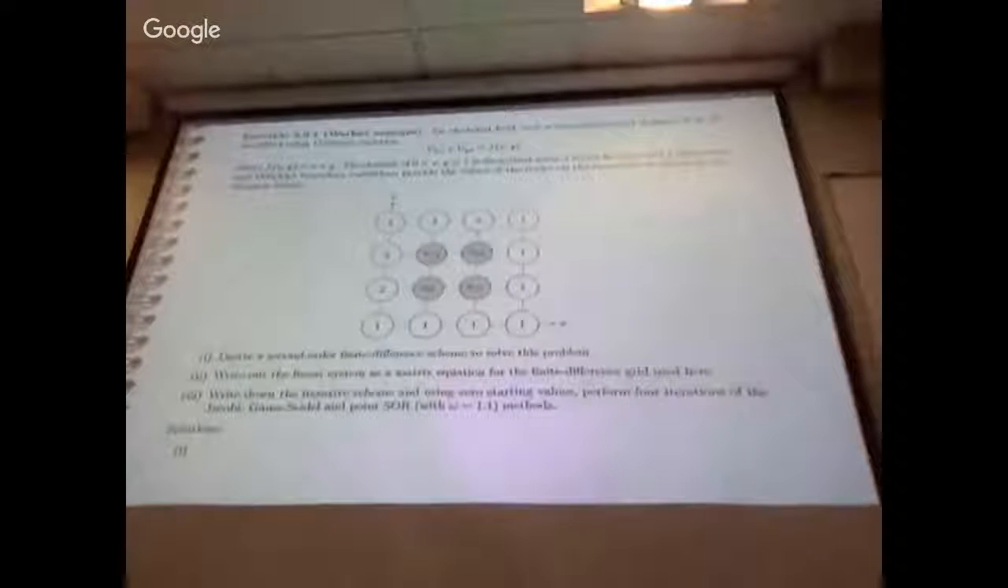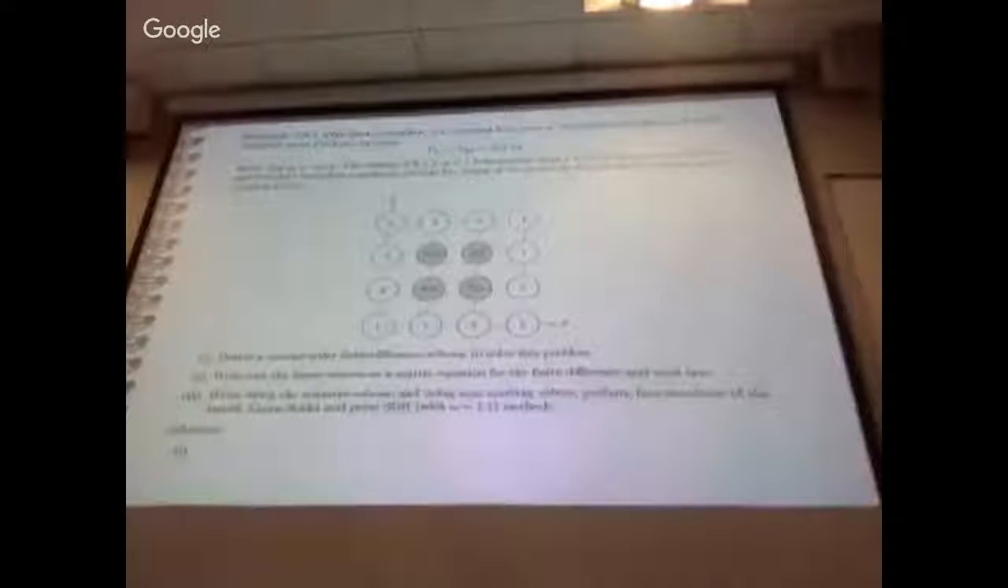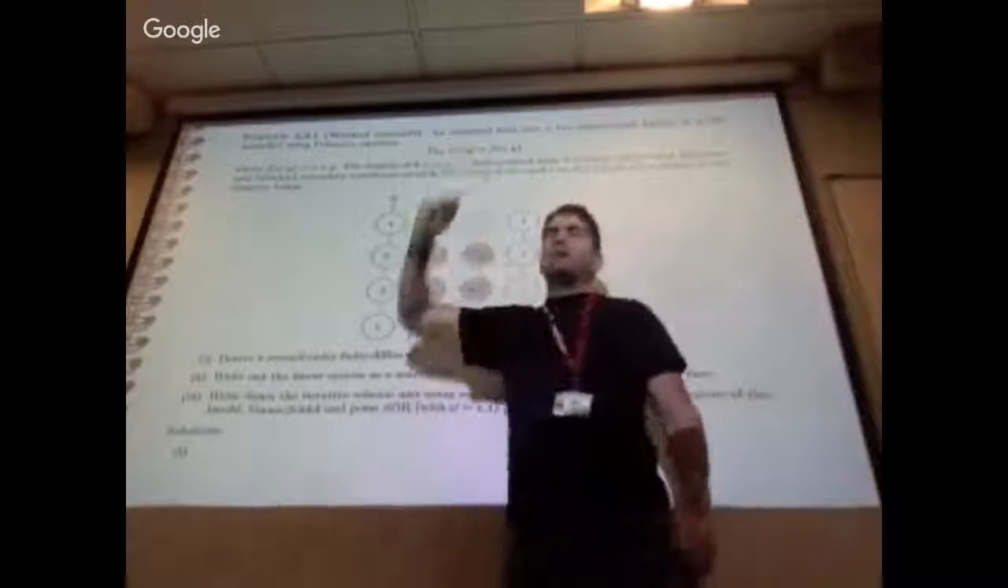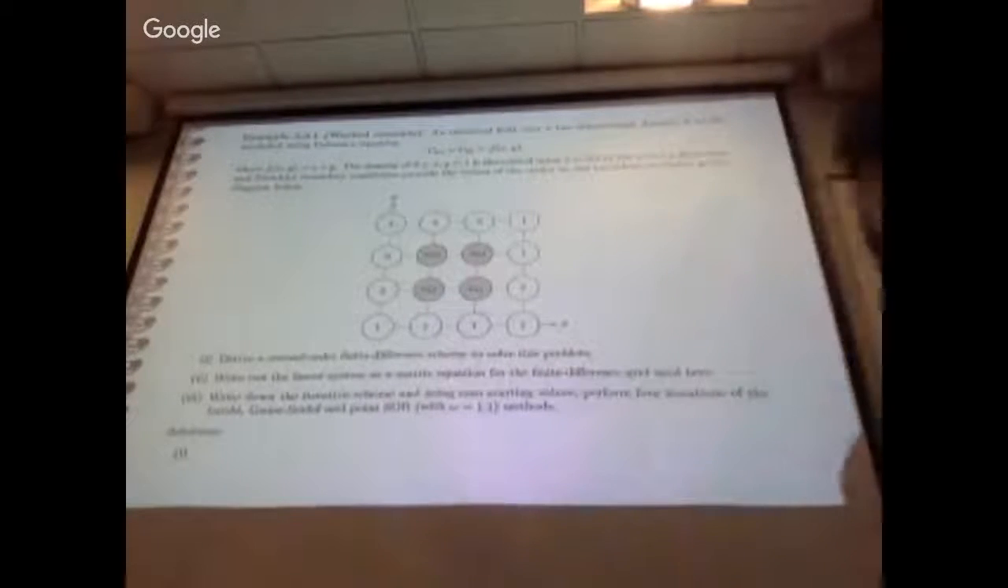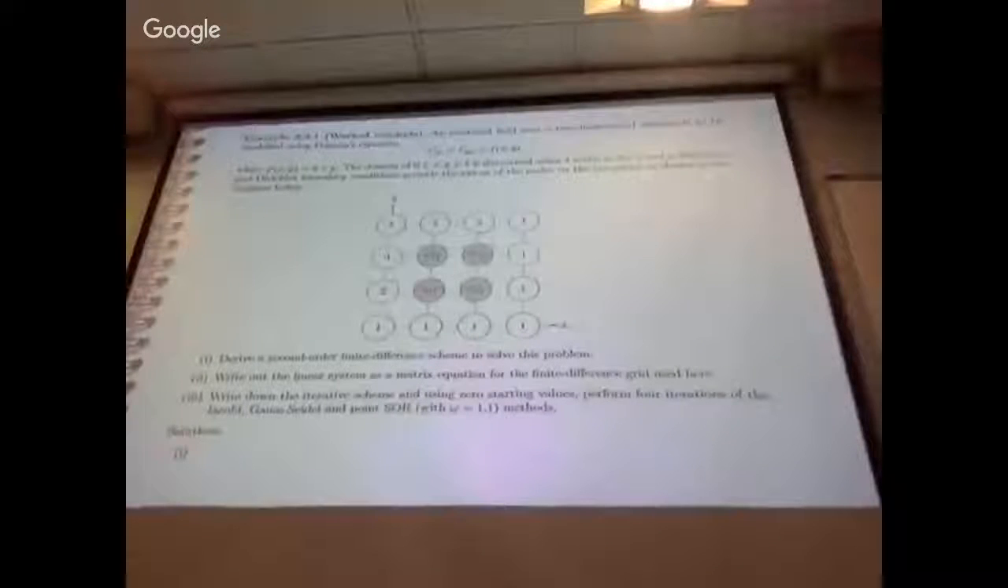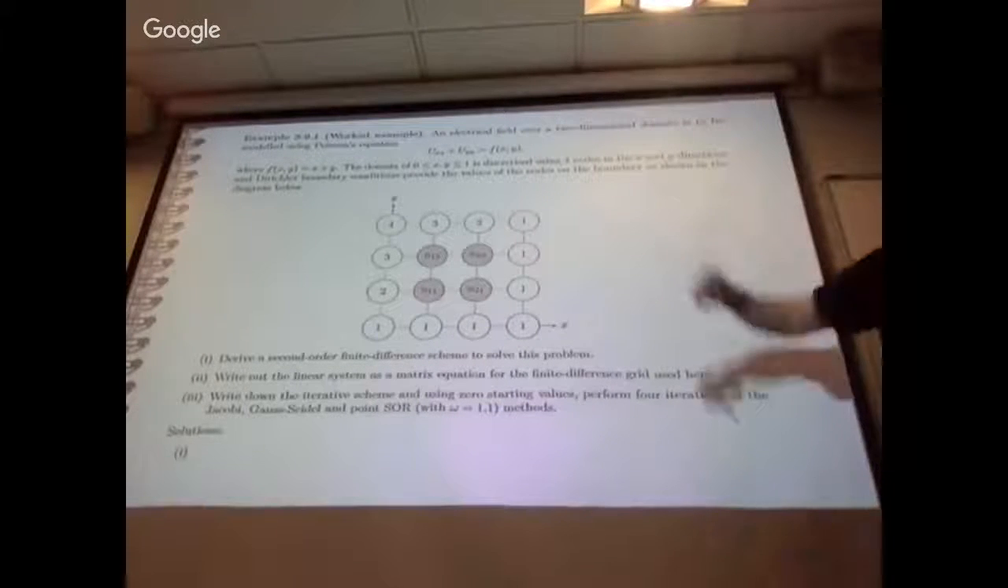Okay, so what I thought I'd do is give you an example, a slightly different example than what we've just done, so you can see the steps required. Here we've got Poisson's equation. Very, very similar to Laplace's, but we've got that extra function on the right-hand side. This is an electrical field over a two-dimensional domain. It's to be modelled using this equation, and f of x, y is simply x plus y.